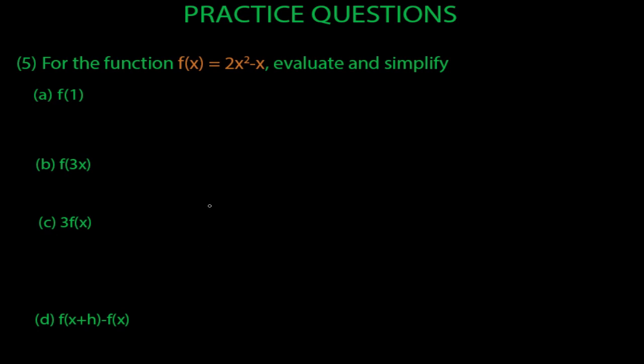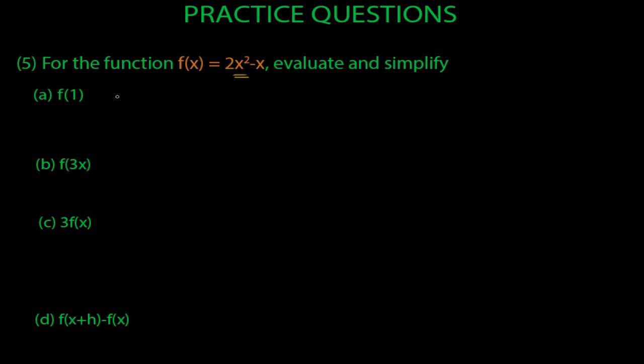Yeah, hi. So we are back to question number 5. It says for the function f of x equals 2x squared minus x, you're told to evaluate and simplify the following function values. So the first one is f of 1.